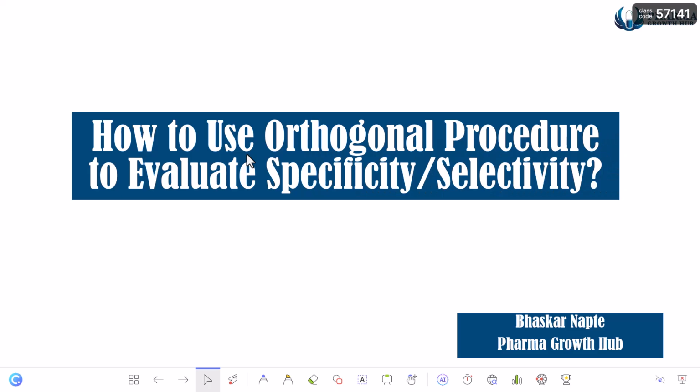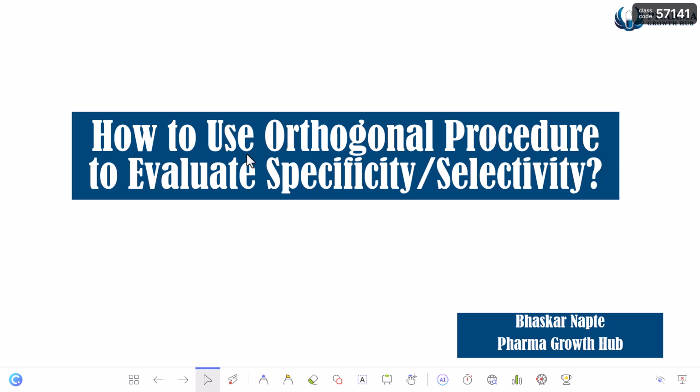And welcome. Evaluating the specificity or selectivity of an analytical procedure is one of the very important performance characteristics according to the validation of analytical procedures guideline Q2R2. And how can one validate or evaluate the specificity or selectivity? There are three different ways given in the Q2R2.